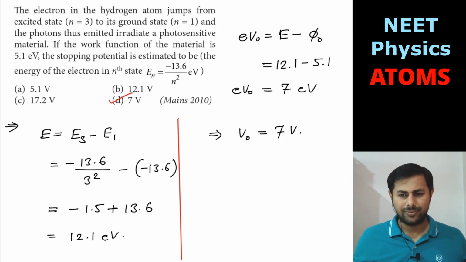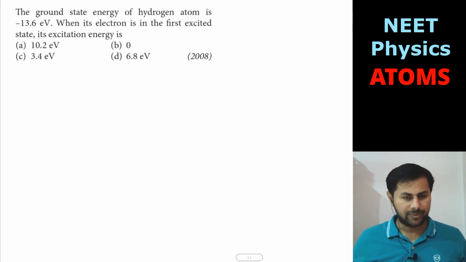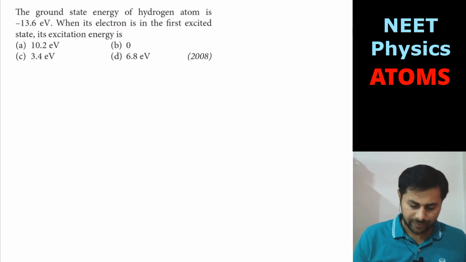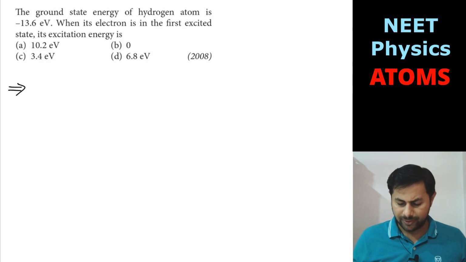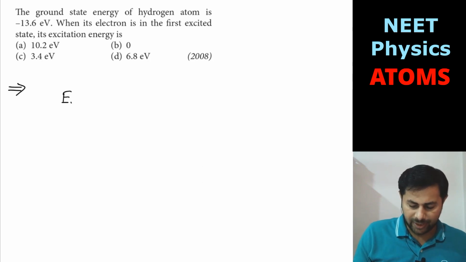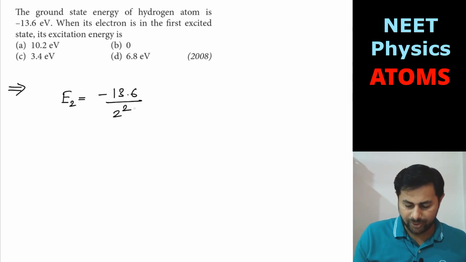Right? Yes, no? Okay, it's simple. Good. Let's see the next one. The ground state energy of hydrogen atom is minus 13.6 electron volts. When its electron is in the first excited state, its excitation energy is. Now what is excitation energy? So first of all, find out the energy of that orbit. It is the first excited state, which means it's E2. E2 is equal to minus 13.6 divided by 2 square.